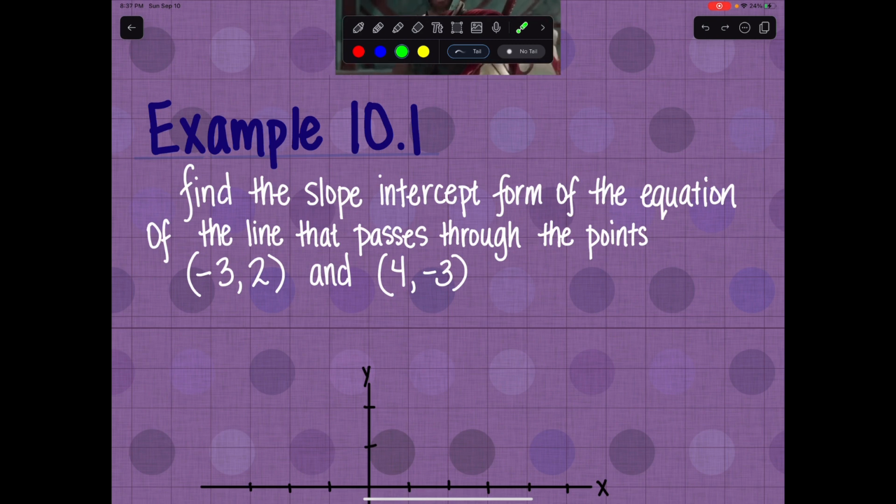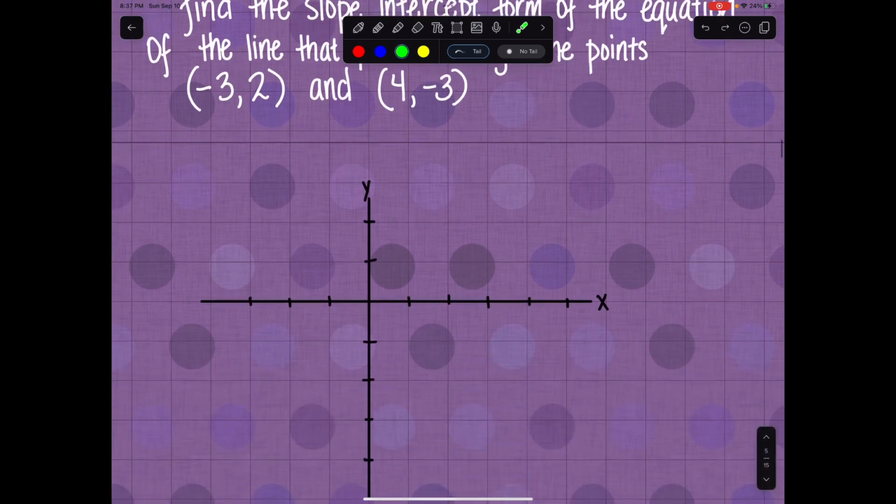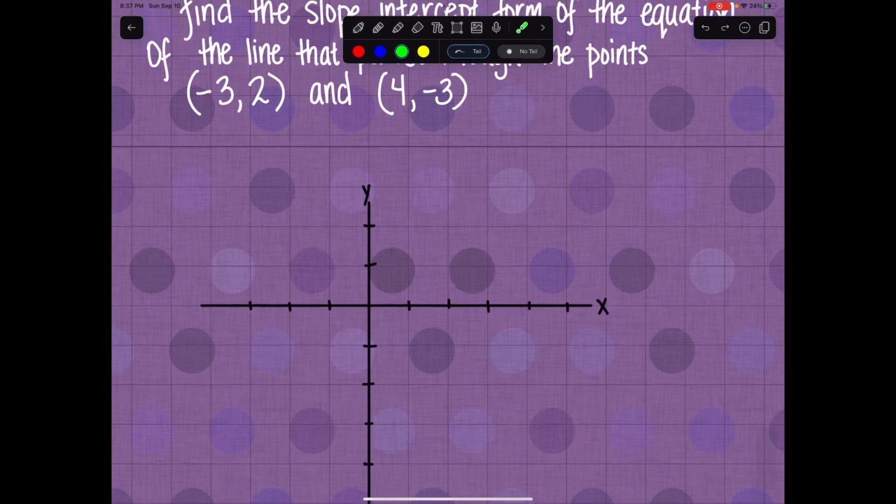What 2 things do we need to know about a line? The first thing is we need to know its slope. So let's figure that out. How are we going to figure that out? Let's graph these points that they give us. They give us (-3, 2). So let's start with that one. We're going to start with 0.